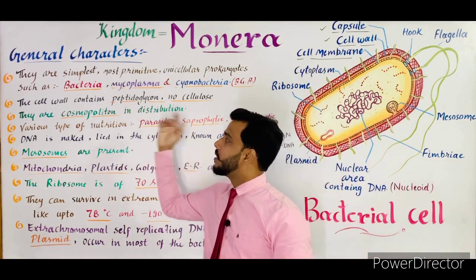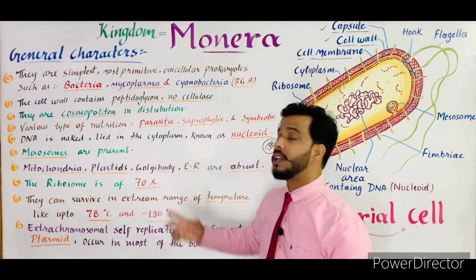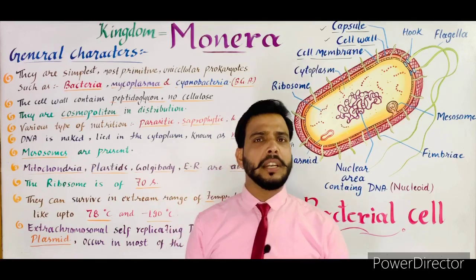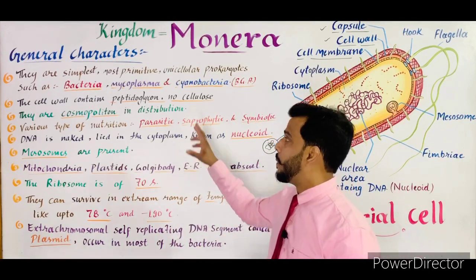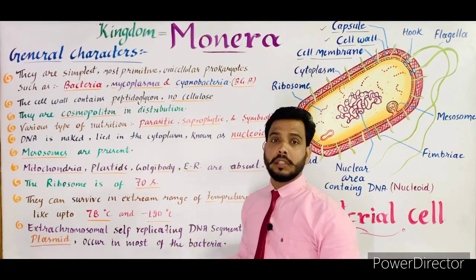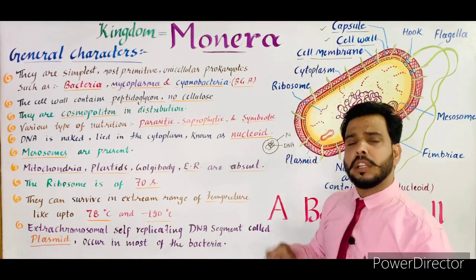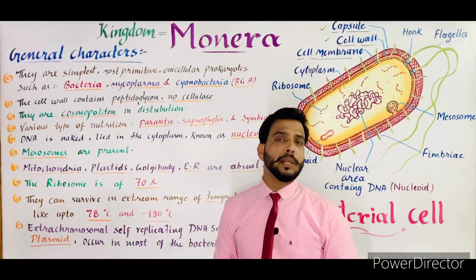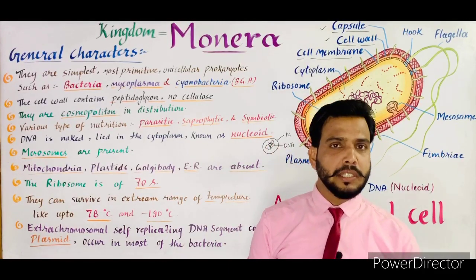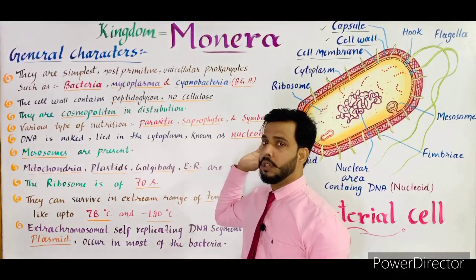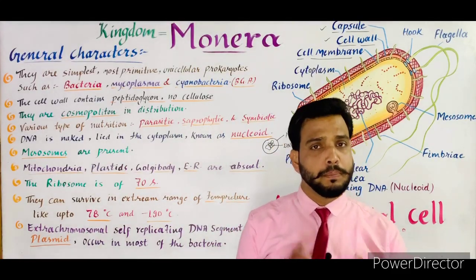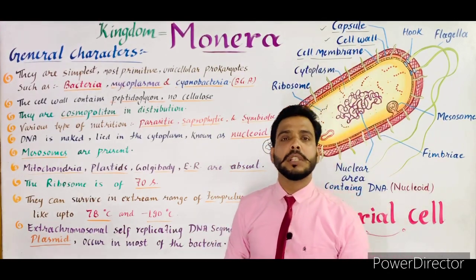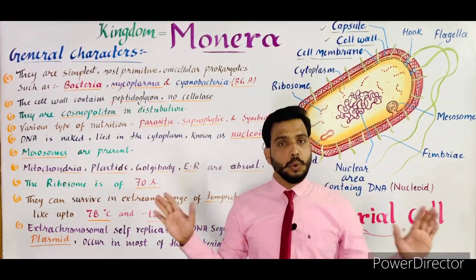The next is the cell wall contains peptidoglycan. There is a special substance made up of lipid, protein and carbohydrate known as peptidoglycan, which constitutes the cell wall of the bacteria or the other members of the kingdom Monera. So the cell wall is made up of peptidoglycan, a special substance, and there is no cellulose. In contrast, the plant cell wall is made up of cellulose, but in the bacterial cell wall, it is made up of peptidoglycan, there is no cellulose.